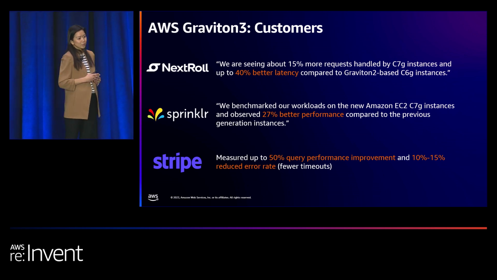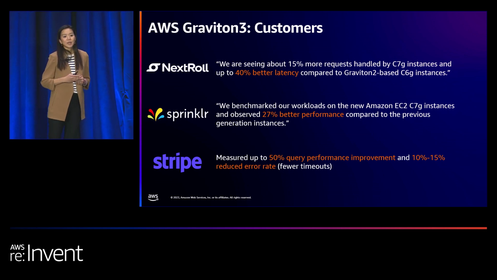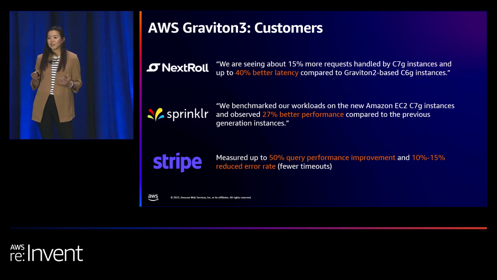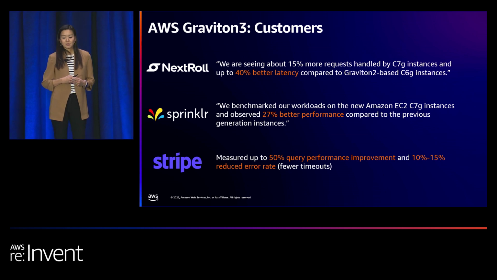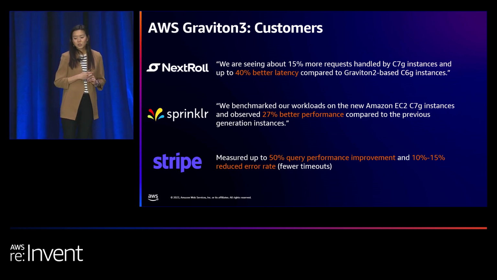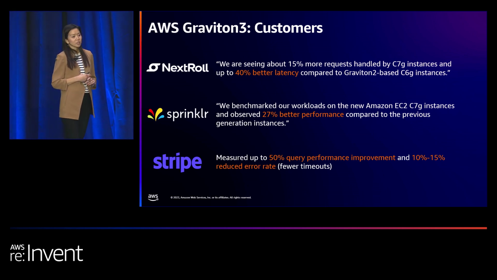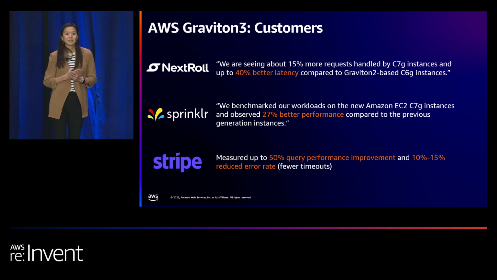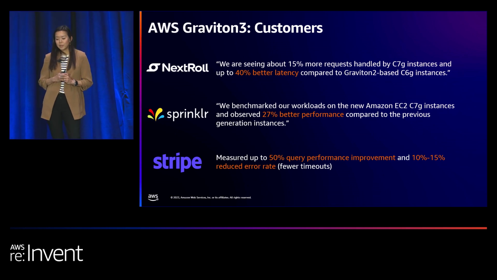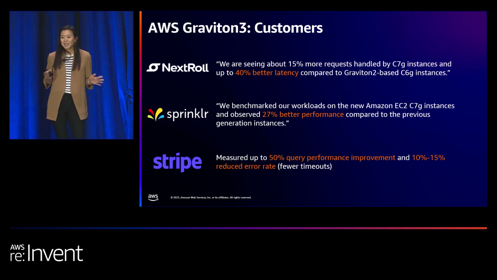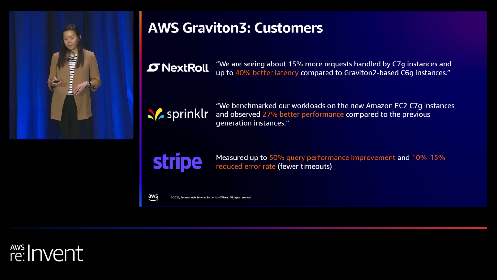And you also have Sprinkler, which provides a unified customer experience management platform. They saw 27% better performance, which allowed them to deliver results to their customers faster, improving their experience while also optimizing their costs. And lastly, we have Stripe, which provides online and in-person payment processing and financial solutions. They migrated their Trino workloads over to Graviton and achieved a 50% improvement in query performance while reducing their error rates by 10 to 15%.